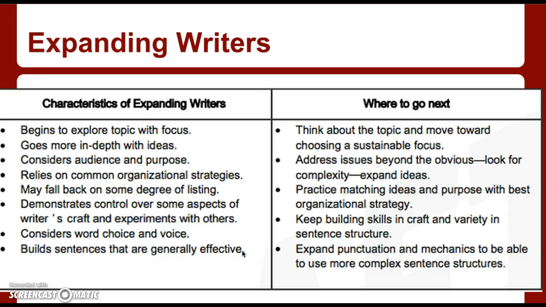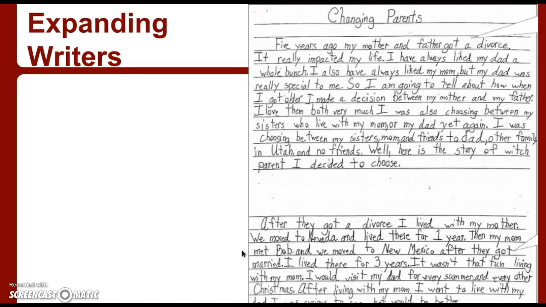We need to help them think about the topic and move toward choosing a sustainable focus. We need to help them keep building their skills in craft and variety in sentence structure. And we also need to expand their punctuation and mechanics to be able to use more complex sentence structures.